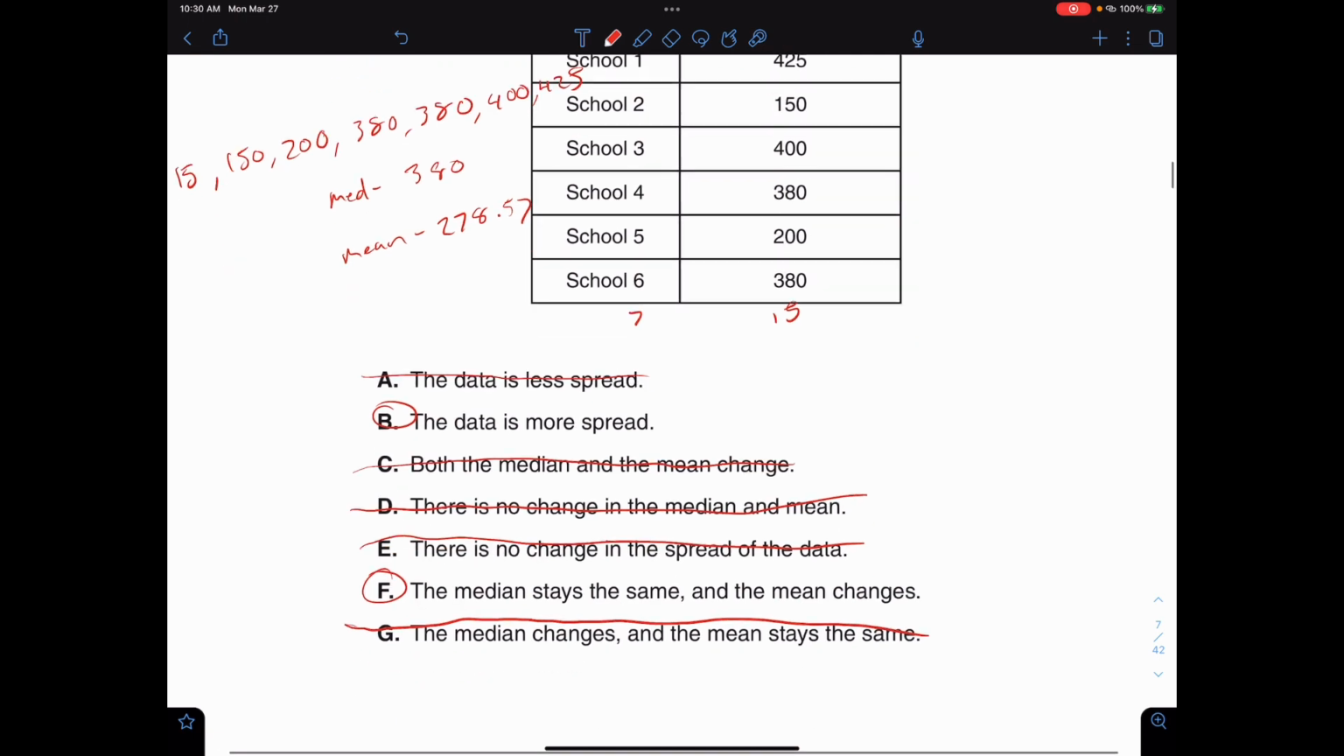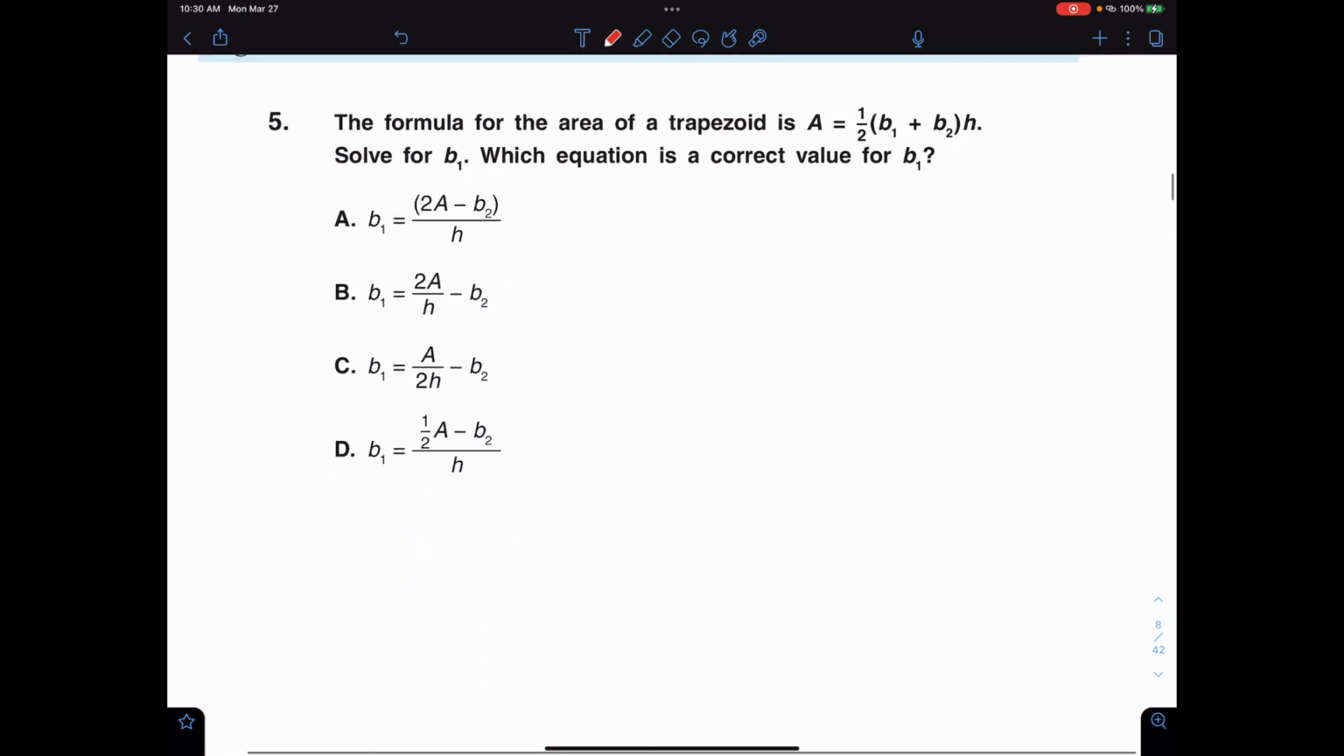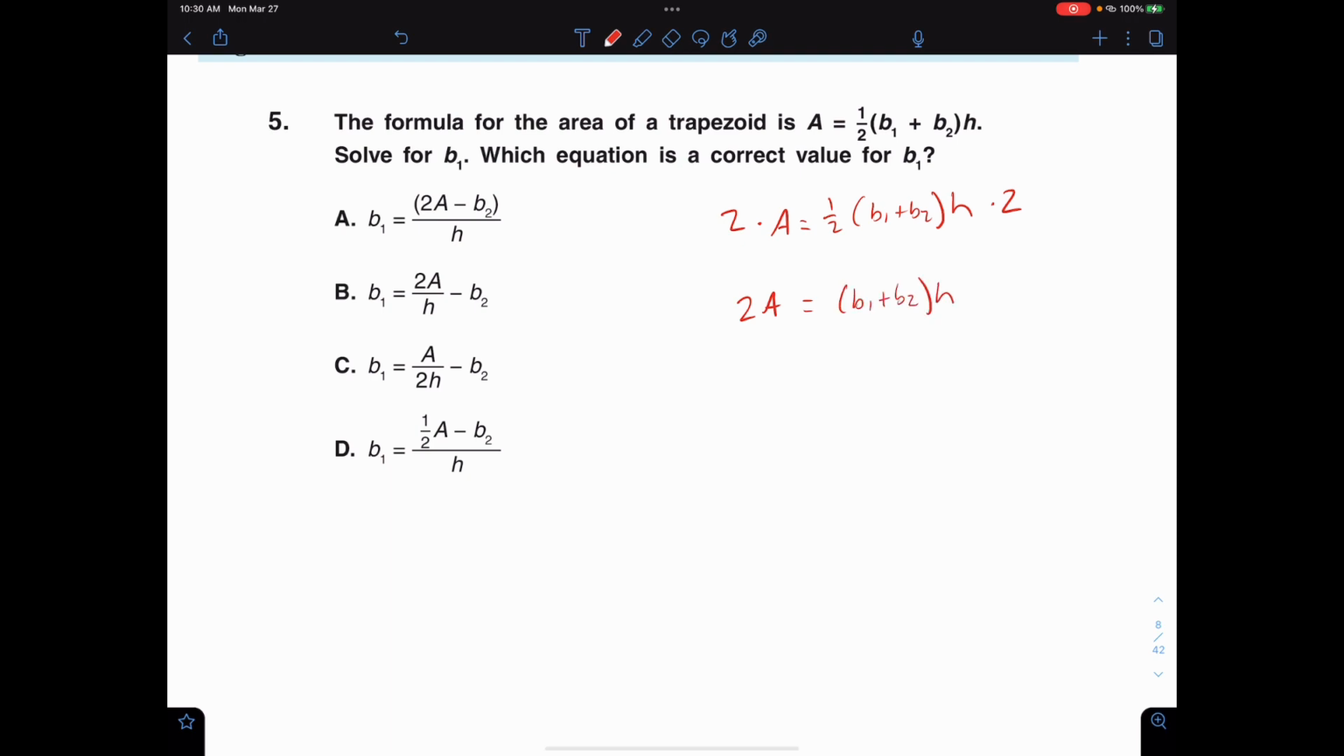Okay, the next one we need to do is this one. This is literal equations. It says which equation is correct for the value of B1. So remember, we're trying to get B1 by itself. Plus B2 times H. Okay, so what I need to do is reverse operations, or opposite operations. So I'm going to multiply both sides by 2 first. When I do that, the 1/2 and the 2 will cancel out. So I'm left with 2a equals B1 plus B2 times H.